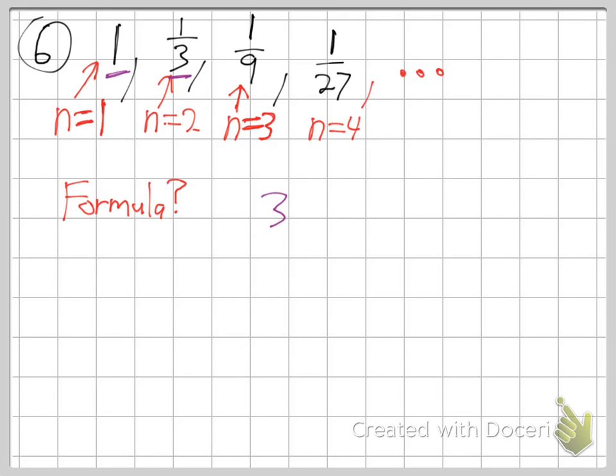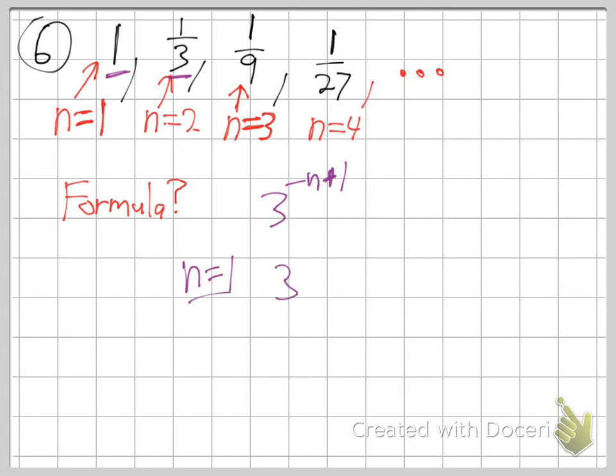3 to the negative n plus 1. That's pretty fancy. Oh, is it 3 to the negative n plus 1? How can we test if that's right? You could plug in 1, right? Juan's got a theory. Let's try it out. Plug in 1.